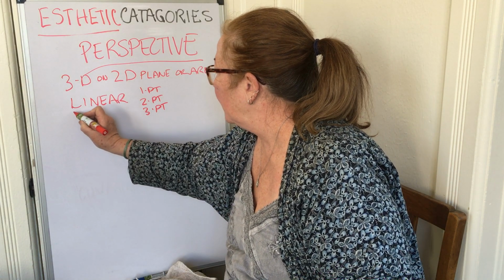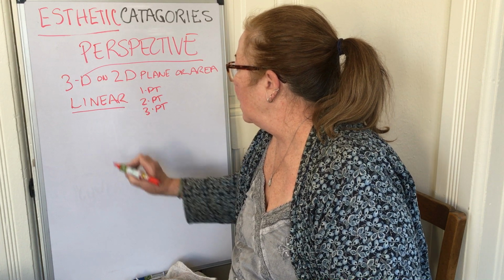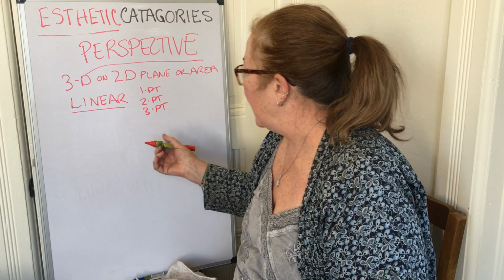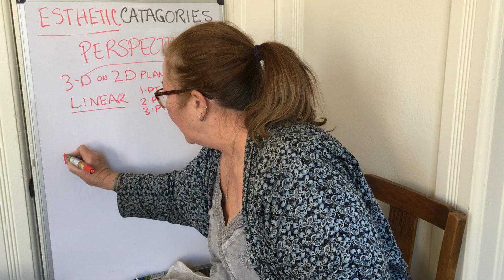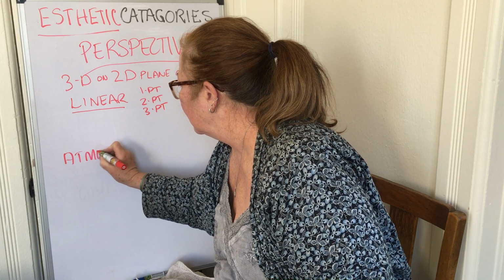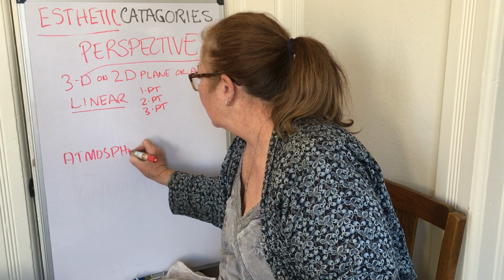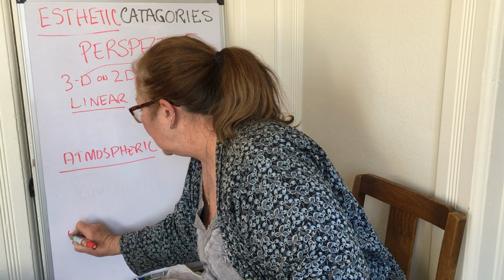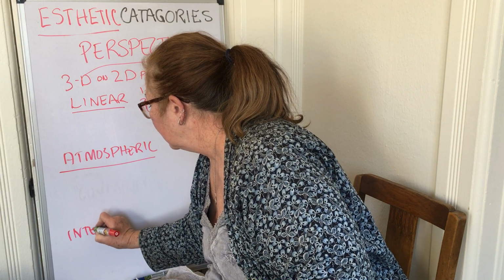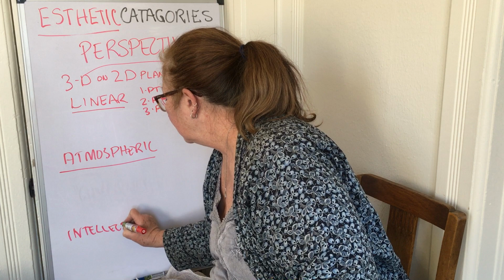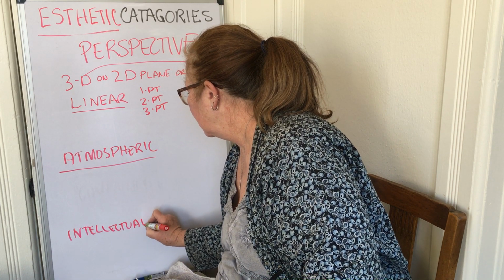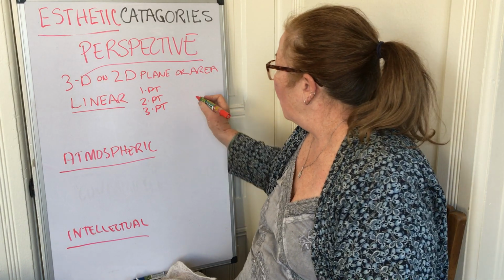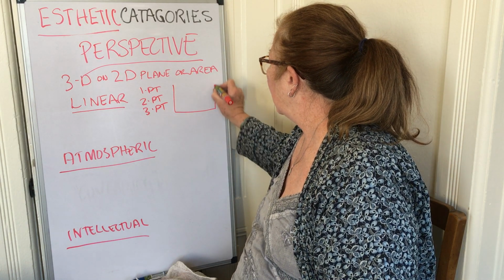So we've got linear perspective. This is what we're talking about, three-dimensional on a two-dimensional plane. We've got atmospheric, and we've got intellectual. Intellectual perspective. So it's three different types of perspective.